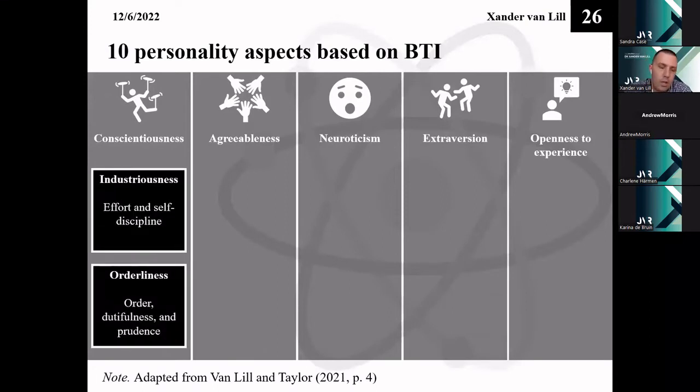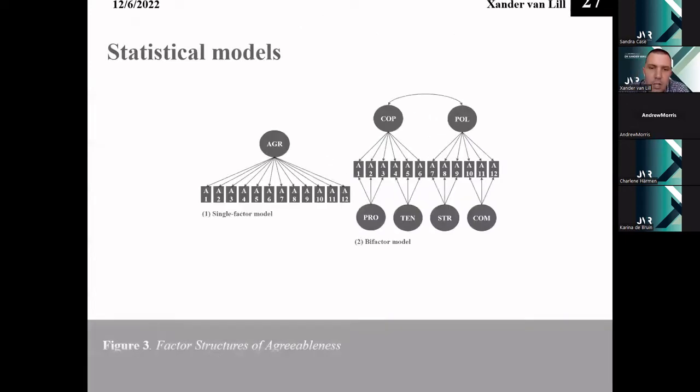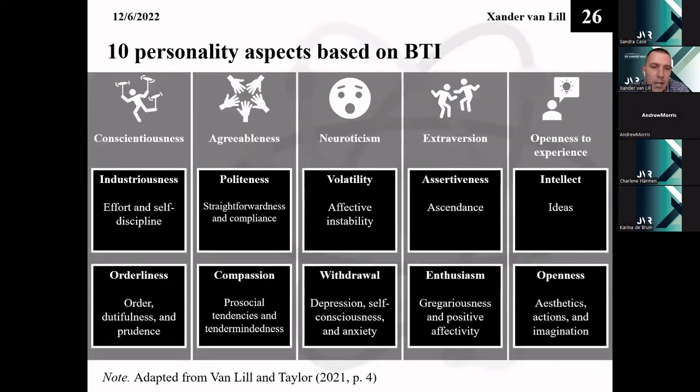And so here's a framework of how we clustered the facets under these 10 personality aspects. I'm going to just use 1 or 2 examples. For example, enthusiasm subsumes gregariousness and positive affectivity, and industriousness subsumed facets like effort and self-discipline, and orderliness, order, dutifulness, and prudence. You'll see how these things cluster together once you receive your own personality profile. And we continued to test if these 10 aspects would be a fair representation.